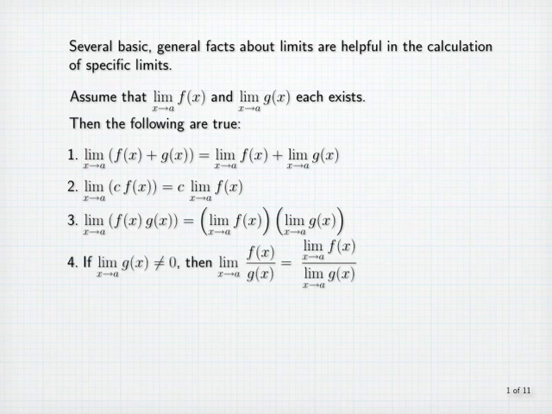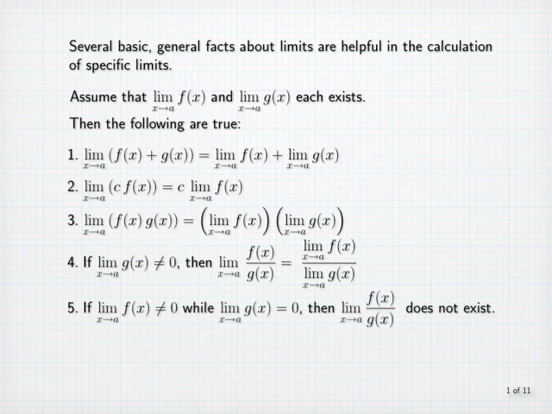4. If the limit as x approaches a of g of x is not equal to 0, then the limit as x approaches a of the quotient f of x divided by g of x is equal to the quotient of the limits, the limit as x approaches a of f of x divided by the limit as x approaches a of g of x.